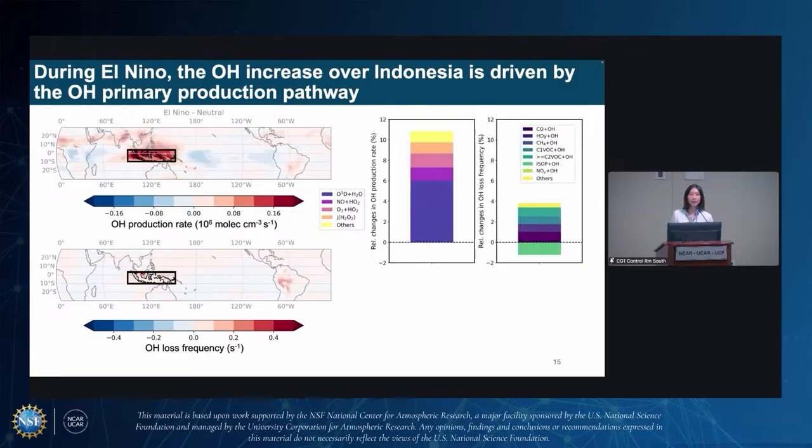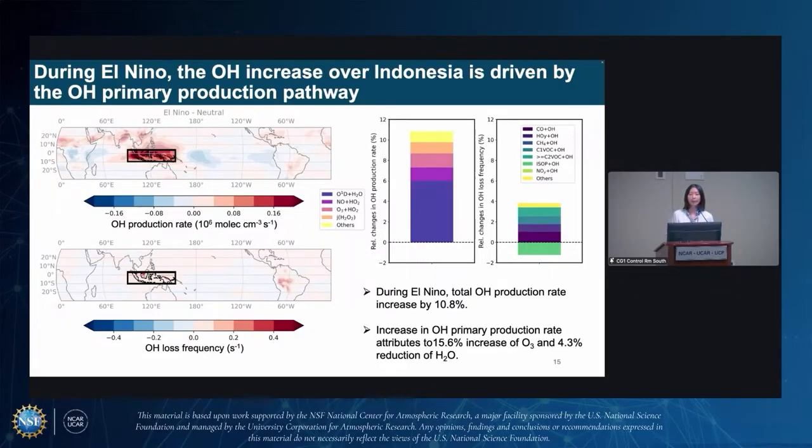If we zoom into this Indonesia region and then further calculate the contributions of the individual OH production pathways and the OH loss pathways, we find that during El Nino, the total OH production rate will increase by up to 11% over the Indonesia region, and over half of them were actually attributed to these primary OH production pathways that consist of the photolysis of ozone followed by the reaction with water vapor.